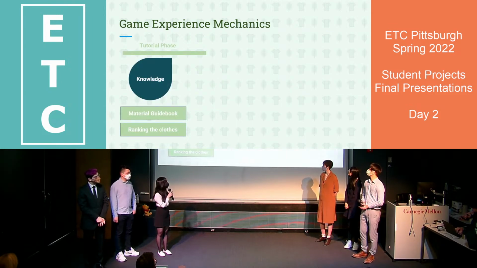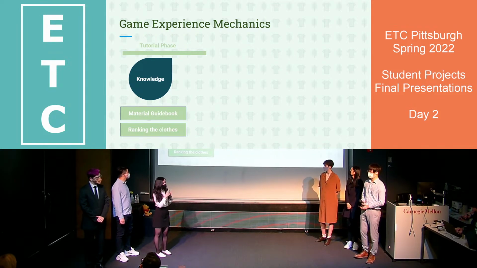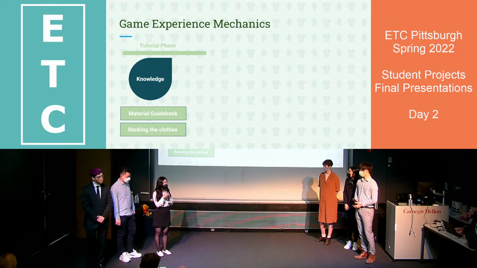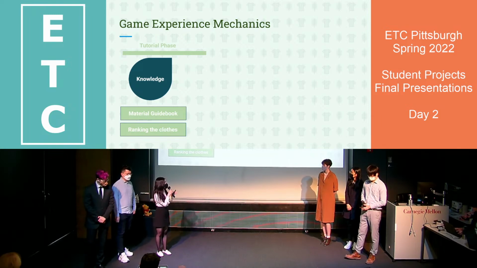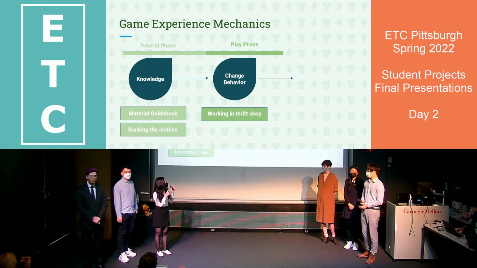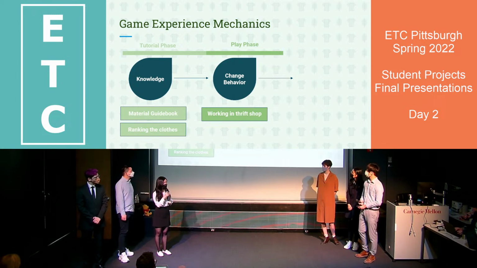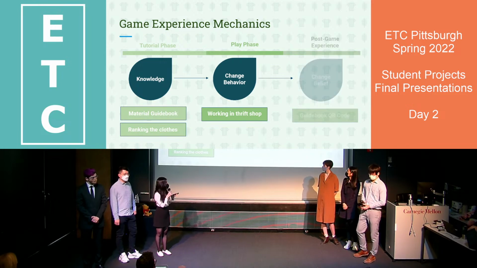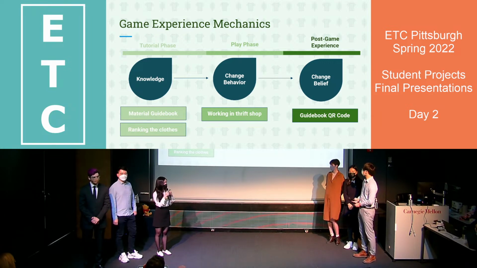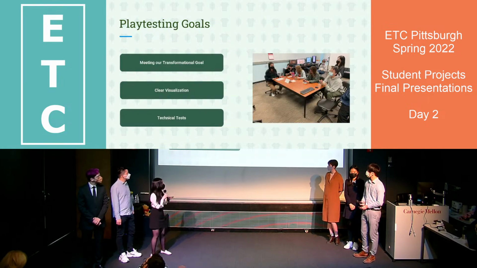So overall, we hit the 3 transformational types. First, by teaching them the knowledge of the different materials and their levels of recyclability in the tutorial phase with the use of the material guidebook. Following that, we help them change their behavior in the play phase by helping them implement the information they learned in the tutorial phase. And after that, we wrap up our experience with a downloadable file of the digital guidebook, in the hopes of helping them continue thinking about our game after the experience.